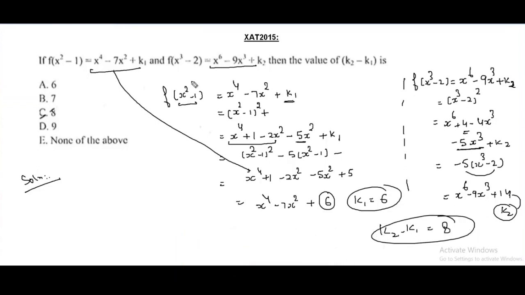So basically what I've done, I have replaced this equation in terms of x squared minus 1 and I've replaced this equation in terms of x cube minus 2. So we get the value of K2 and K1. Okay. There can be alternate solution as well. But right now, this is the first solution which strike me. Okay. Come to the next one.